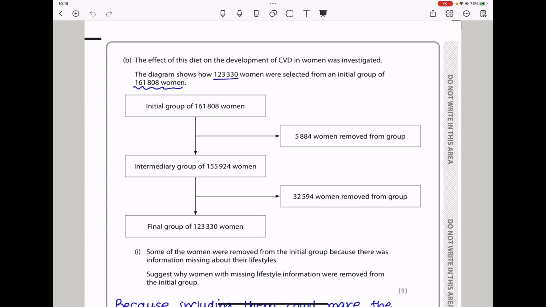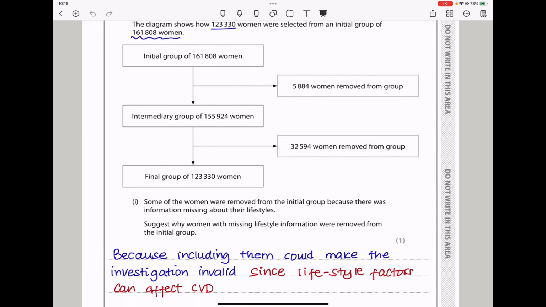Moving on. In part B, the effects of this diet on the development of CVD in women was investigated. The diagram shows 123,330 women were selected from an initial group of 161,808 women. This is the initial group, and then these women were removed from the group, and we remained with these ones. More were removed, and then finally they had the final group.